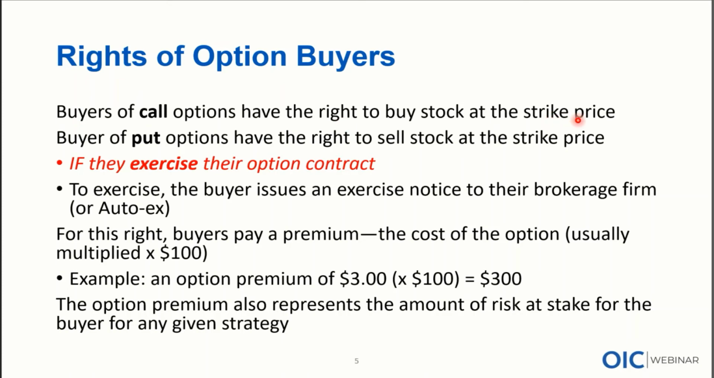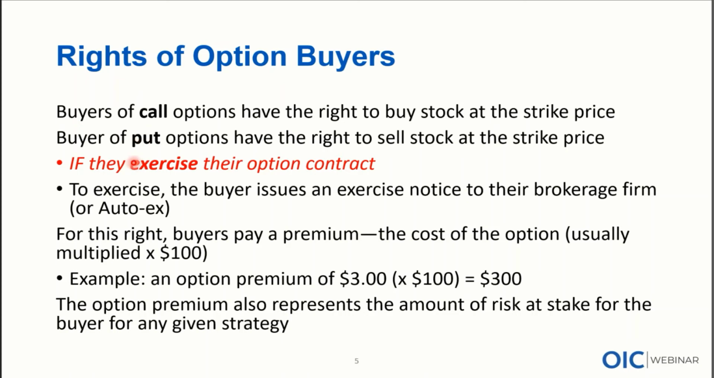If the stock price moves higher, then you would expect the right of the call buyer to purchase shares at the strike price should increase in value. It doesn't necessarily happen. We'll discuss those other factors throughout the presentation today, but you can say that a stock price moving higher has a positive influence on the value of the call option.